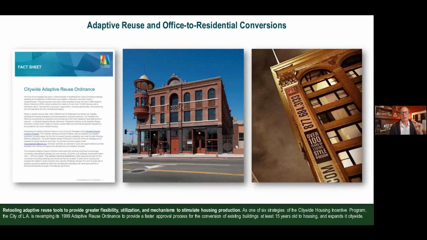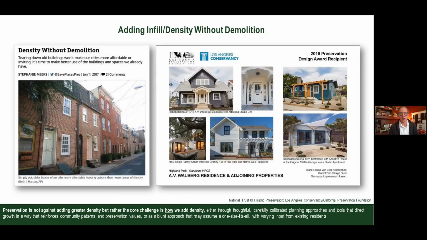And also look at how some of our existing tools that we've been relying on need an update. And certainly that's what LA is doing with its long-standing adaptive reuse ordinance, which was passed in 1999. It's now looking at a 2.0 version, expanding it citywide, very much focused on the affordable housing issue, providing greater flexibility, greater utilization, some new mechanisms that are much more enticing in making projects pencil out. So again, how do we update the tools that we've been using for some time?